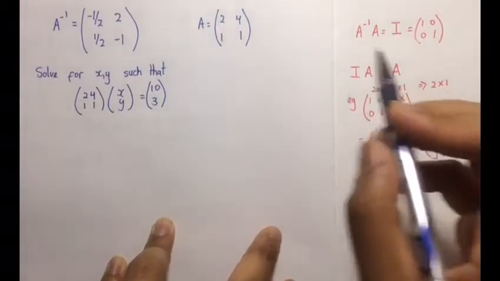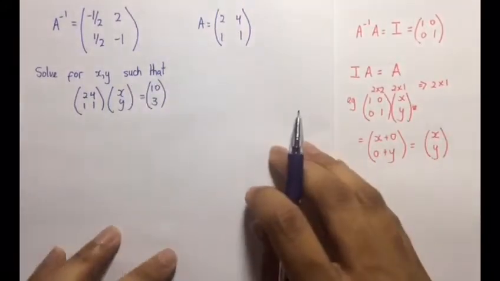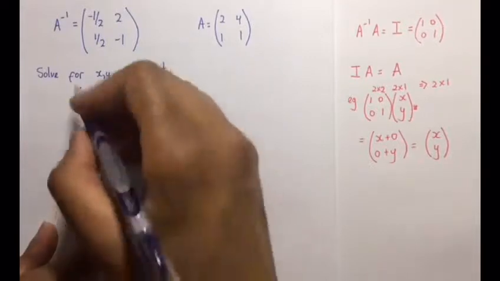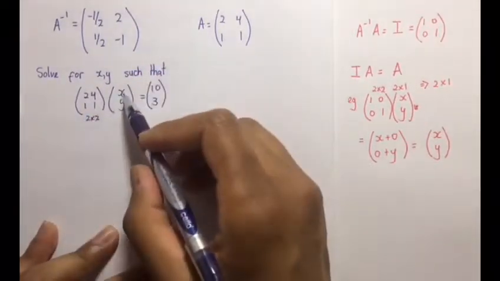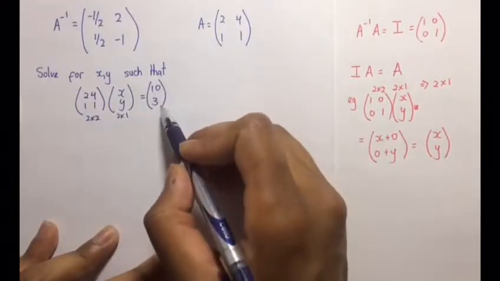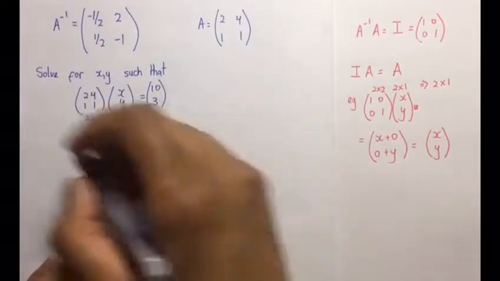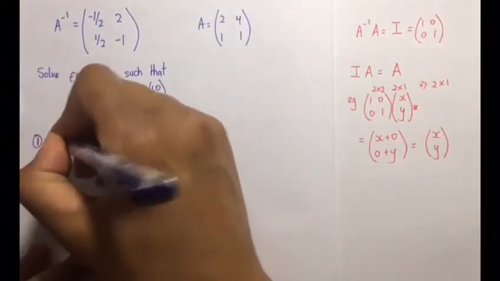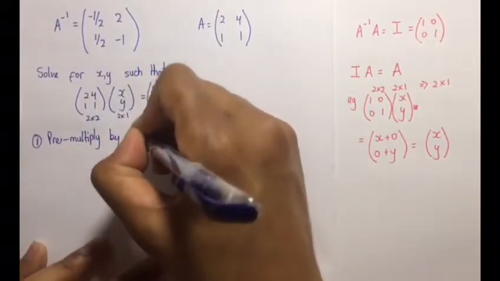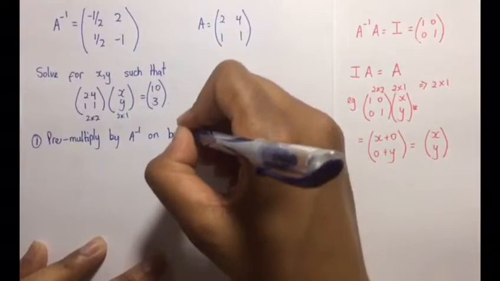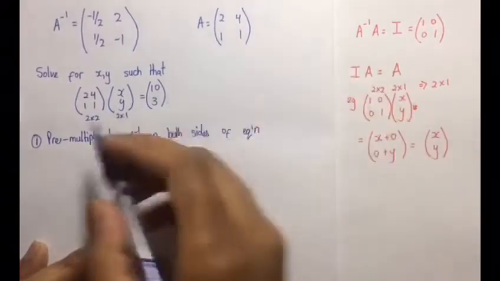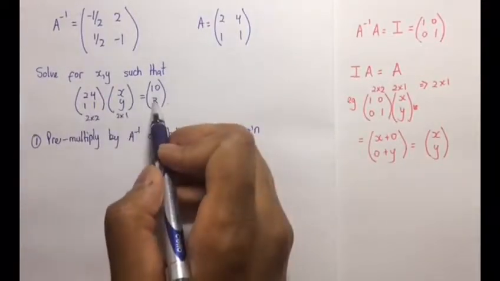So let's show how we'll apply this to solve this question. We have the equation where the matrix 2, 4, 1, 1, which is a 2 by 2 matrix, multiplied by xy, which is a 2 by 1 matrix, gives the result 10, 3. So to solve this, we must first pre-multiply by A inverse on both sides of the equation. That means we multiply by A inverse here and we multiply by A inverse here.